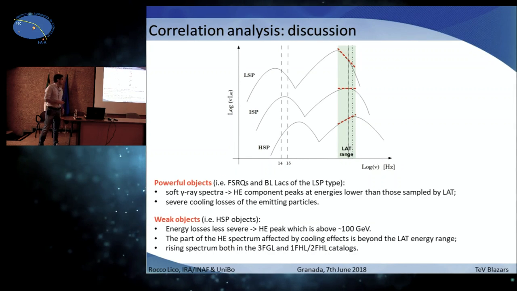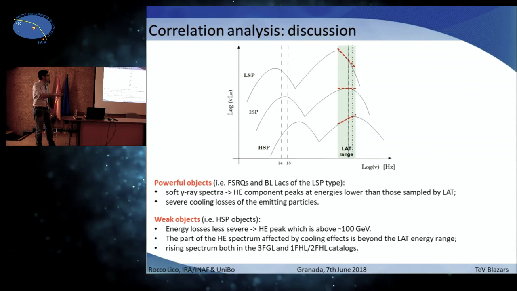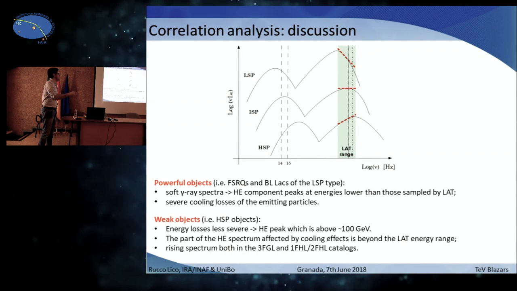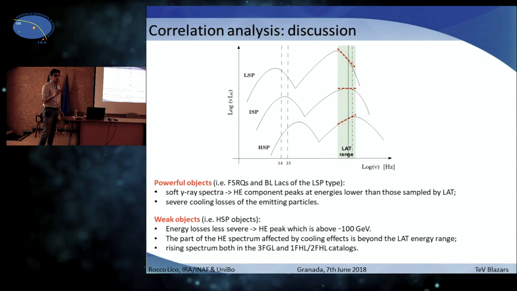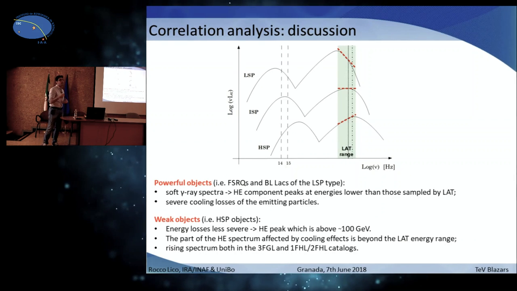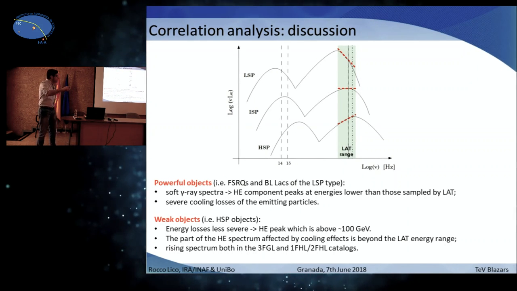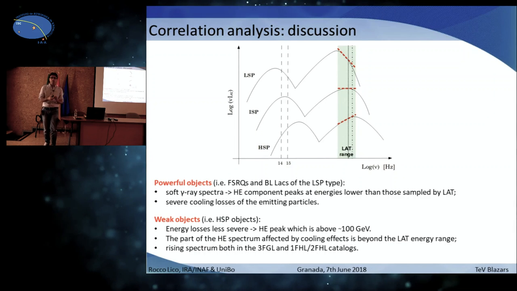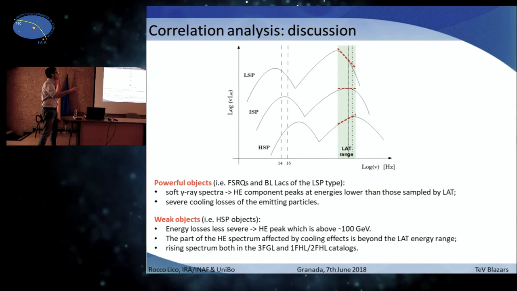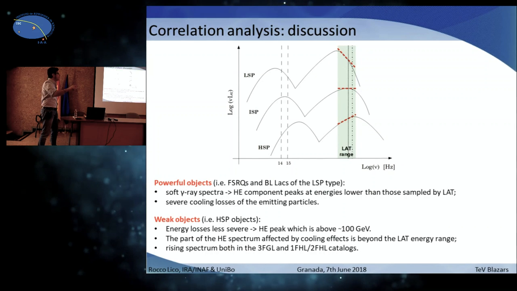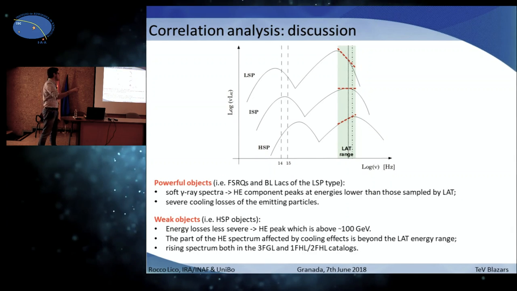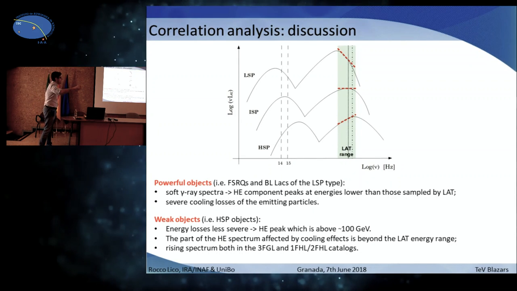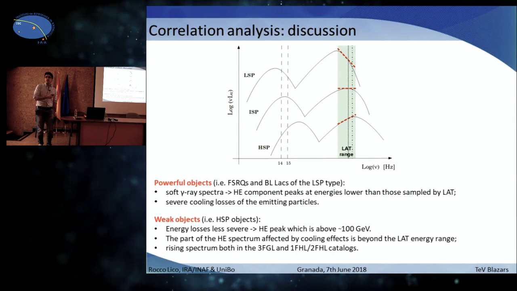While in the case of the weaker objects, which are those of high synchrotron peaked type, energy losses are less severe, and the high energy peak in such class of sources is found above 10 GeV. So what we are sampling in the Fermi energy range is the rising part of the spectrum, both when we consider the 3FHL and the 1FHL and 2FHL energy ranges. And so in this case, the part of the spectrum which is affected by cooling losses is well beyond the energy range sampled by Fermi.